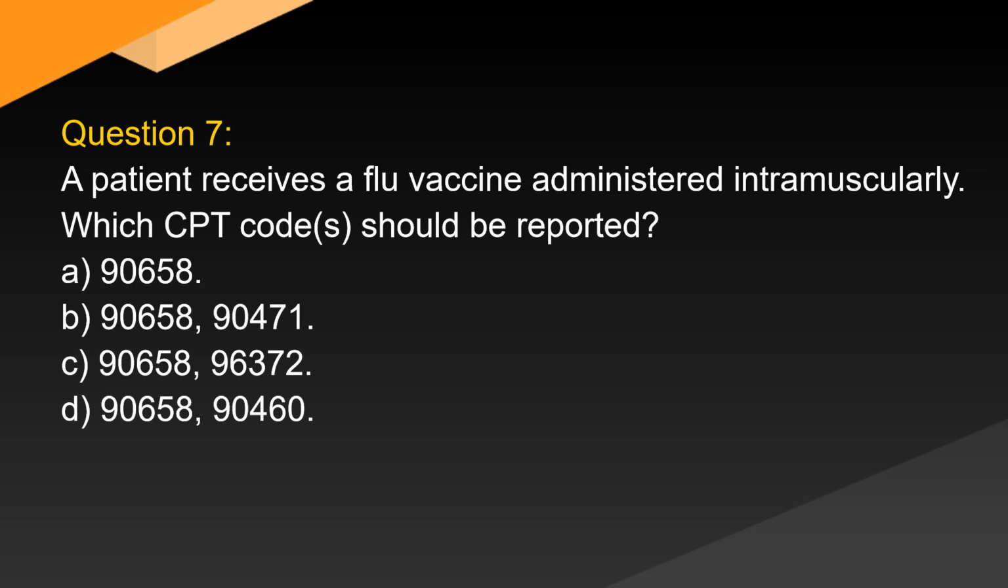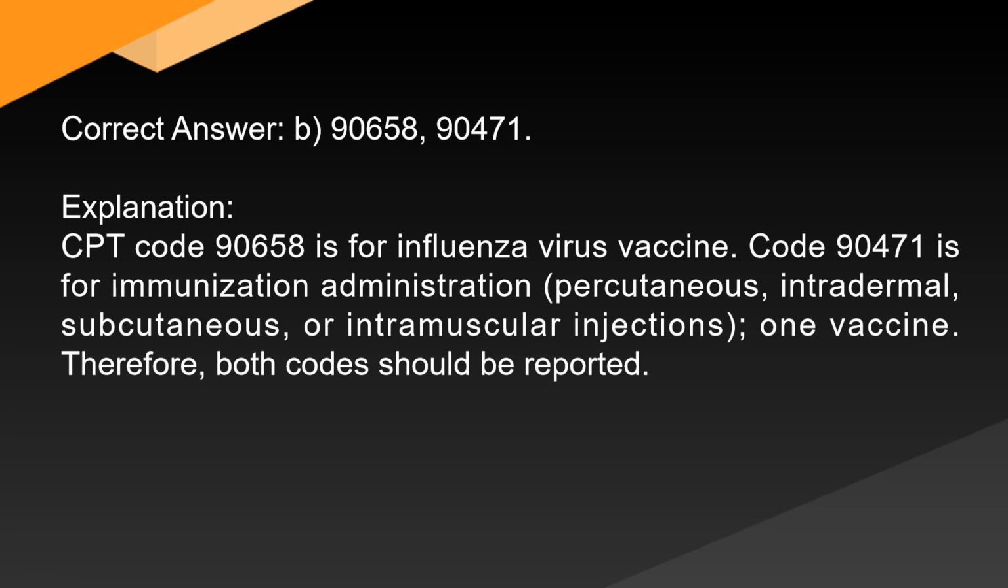Question 7. A patient receives a flu vaccine administered intramuscularly. Which CPT code(s) should be reported? A. 90658. B. 90658, 90471. C. 90658, 96372. D. 90658, 90460. Correct answer, B. 90658, 90471.